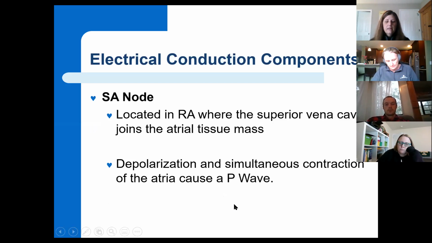Okay, as I said, the SA node is the heart's pacemaker. It initiates 60 to 100 beats a minute, hopefully. That's normal, okay? Located at the top of the right atria where the superior vena cava joins the atrial tissue mass. It's right at the very top, okay? The normal heartbeat begins in the SA node. That is normal. That's where it begins, okay? Depolarization and simultaneous contraction of the atria cause the P wave, okay? And again, it's known as systole in the mechanical component.